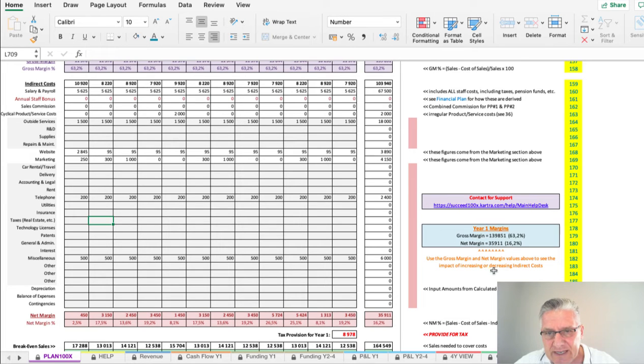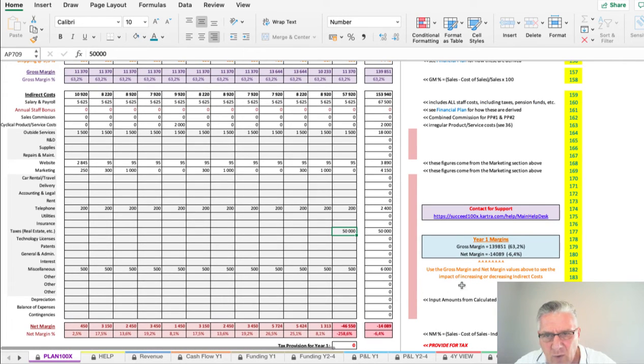Again, what's important to note is this year 1 margins indicator on the right. If we have to add in here, and let me just use a number here just to show you, I want you to watch what happens when we start to add in. Let's put $50,000 in here as a one-off payment. You can see, boom, straight away we had minus 14,000 net margin, minus 6.4%, which is this number here. So obviously our gross margin doesn't change because that's above our indirect cost line, but this 50,000 will have a major impact. And so it allows you to see, as you're adding these numbers up, what the impact is on your gross and net margin.